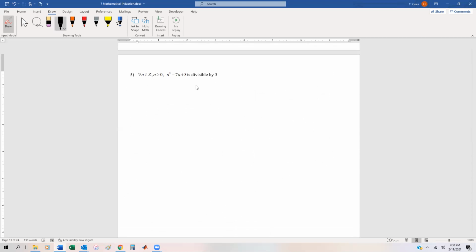Now this is a little bit different one, because now we're going to move away from summations and start taking a look at divisibility. For all n in the integers, if n is greater than or equal to 0, n cubed minus 7n plus 3 is divisible by 3. There are two ways you could try to attack this problem. You could certainly do division by cases, but we know division by cases is pretty lengthy and we'd have a lot of work to do with that. All right, so let's use mathematical induction. All right, so basis step.